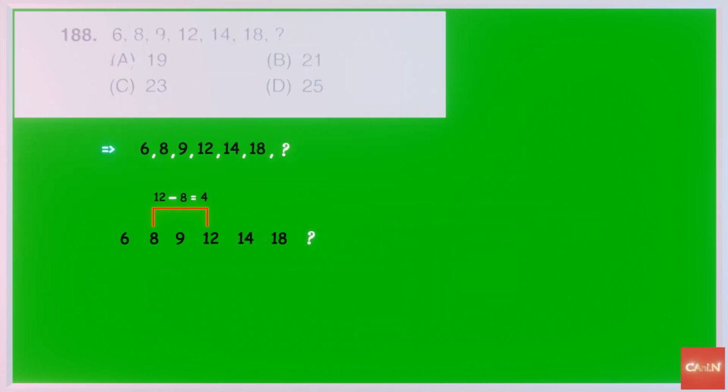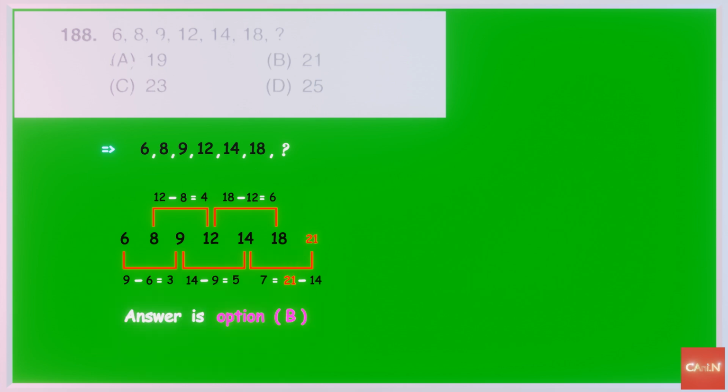Here, 12 minus 8 is 4. 18 minus 12 is 6. And 9 minus 6 is 3. 14 minus 9 is 5. Here, surely the next result should be 7. So, 21 minus 14 equals 7. Hence, answer is option B.